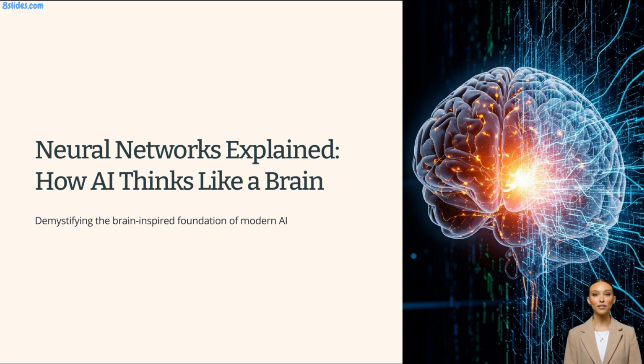Ever wondered how artificial intelligence can learn and make decisions, almost like a human? Today, we're diving into the fascinating world of neural networks. Think of them as the AI's brain. In the next 8 slides, we'll break down exactly how they work, from their fundamental components to how they learn from data, making complex AI concepts simple and accessible for everyone. Let's get started.